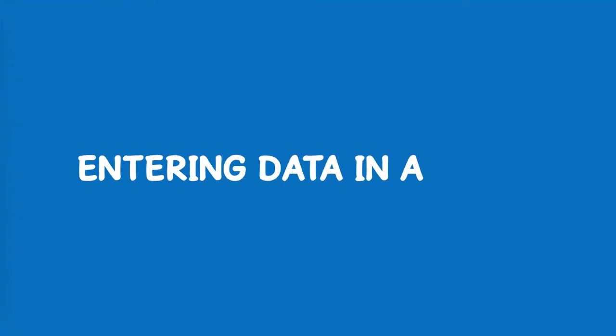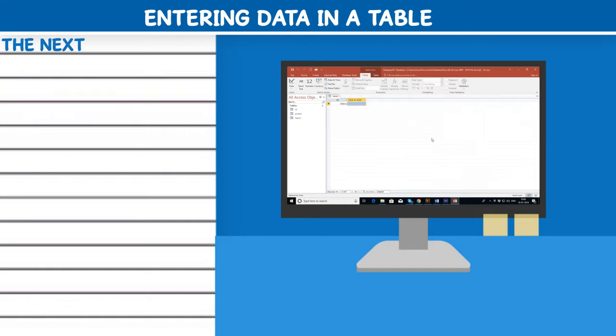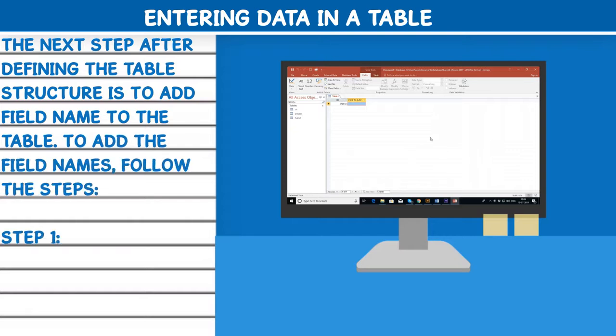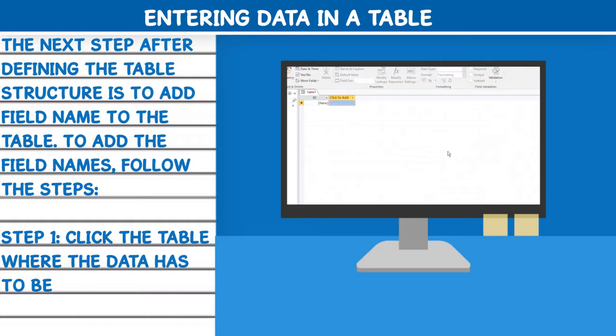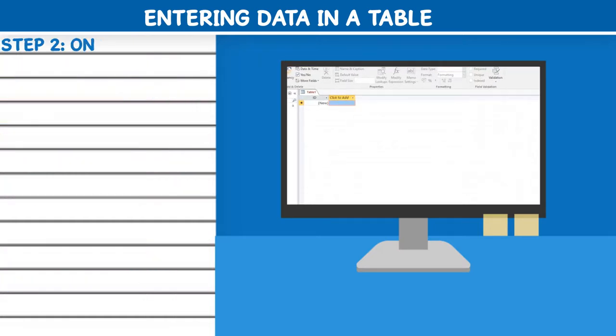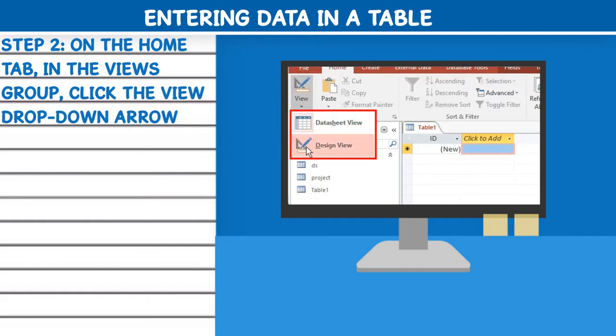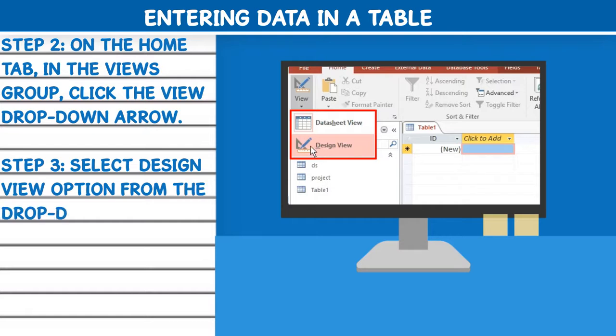Entering data in a table. The next step after defining the table structure is to add field names to the table. To add the field names, follow the steps. Step 1, click the table where the data has to be entered. Step 2, on the Home tab, in the Views group, click the View drop-down arrow. Step 3, select the Design View option from the drop-down menu.